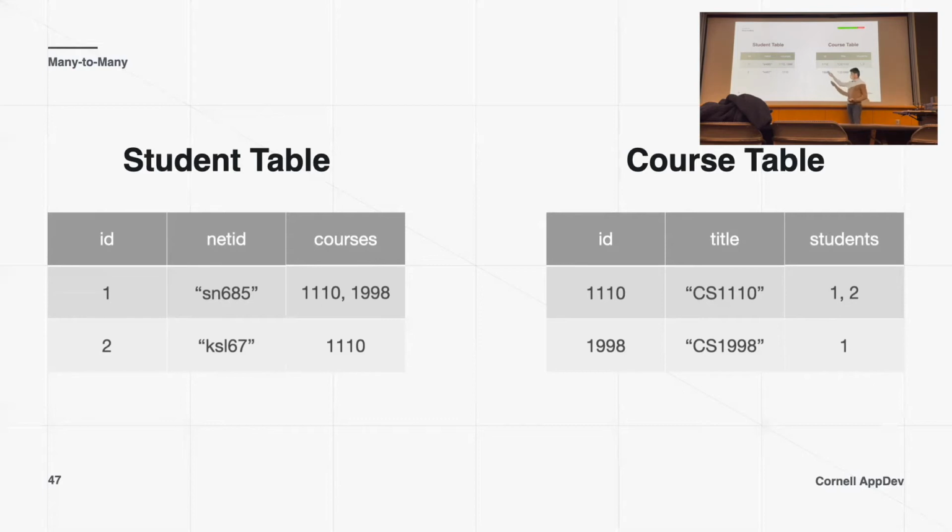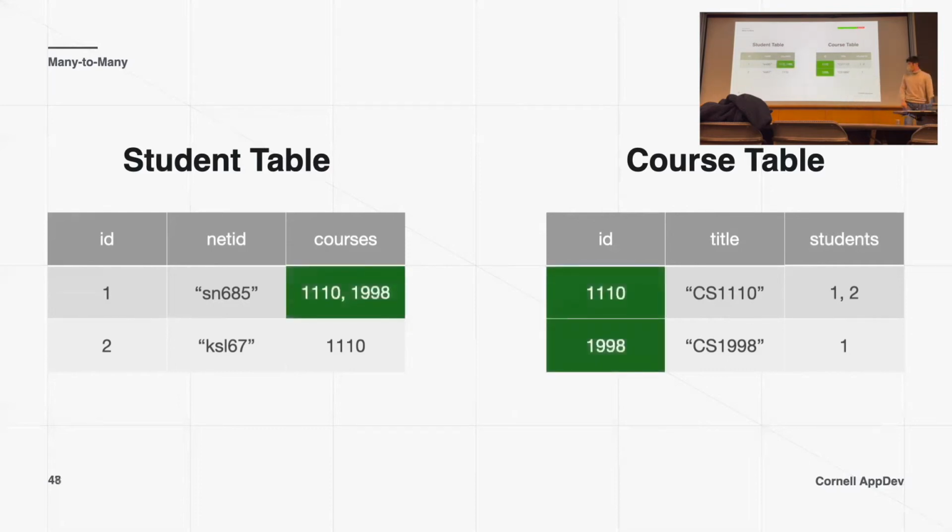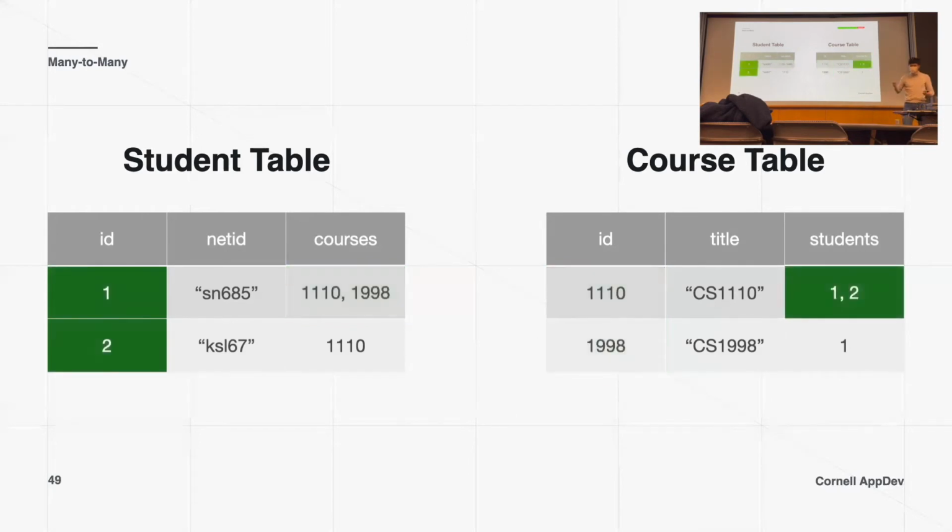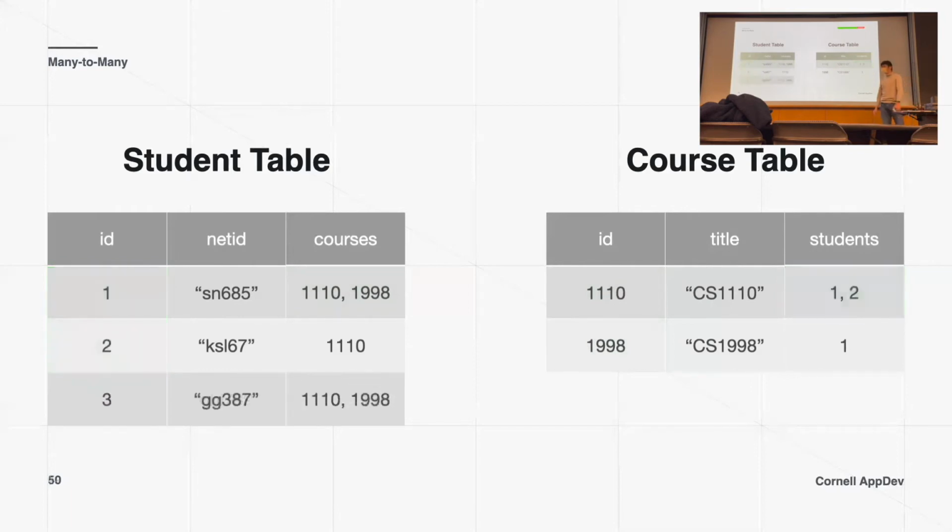And in the students table, we have a very similar representation of how the courses are stored. The courses field in the student table corresponds to the ID field in the course table. And vice versa, the student field in the course table represents the ID field in the students table. Now let's add a student. Let's add Gonzalo, and he's taking 1110 and 1998.